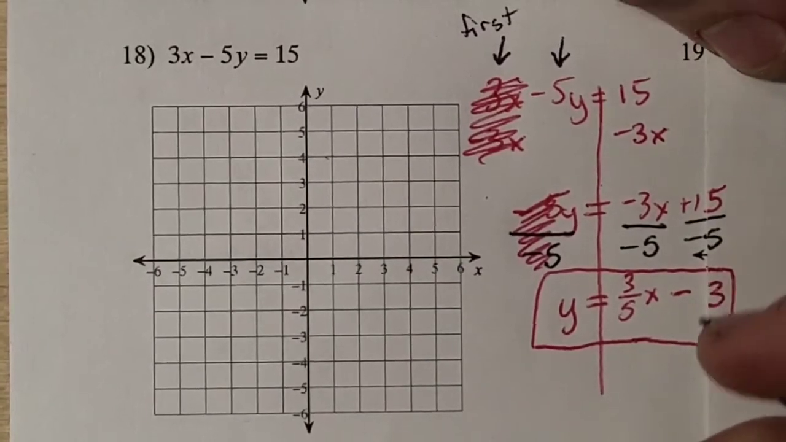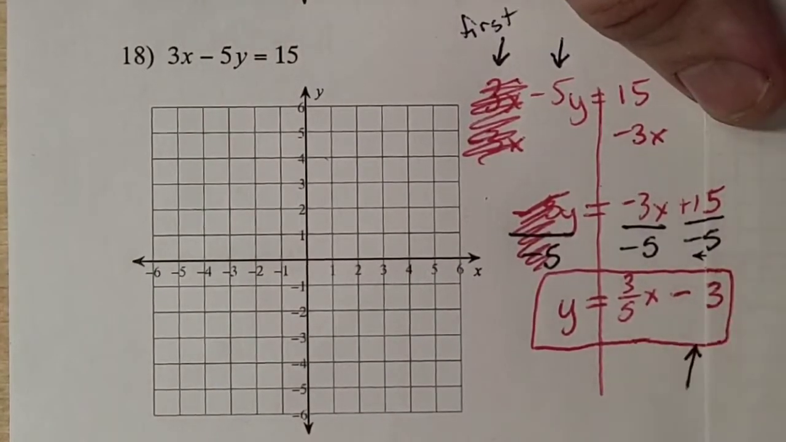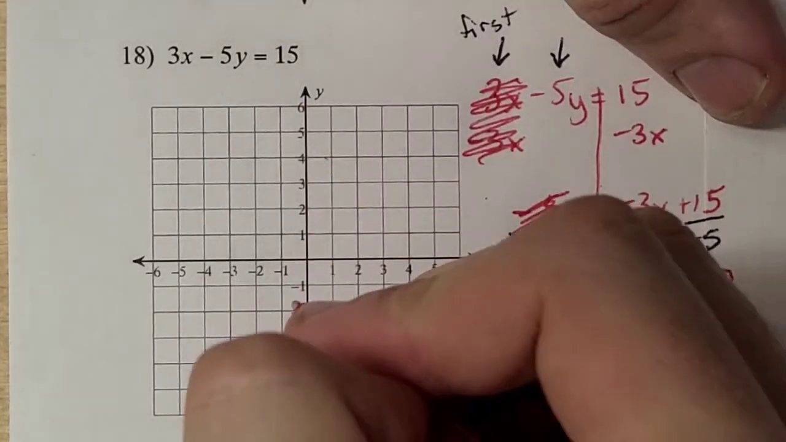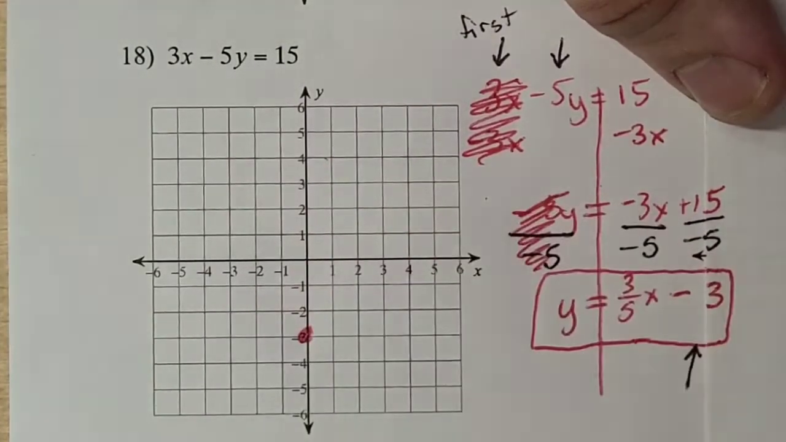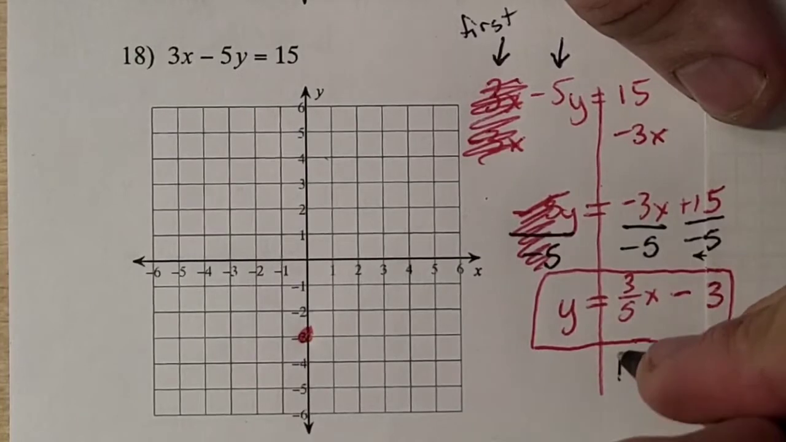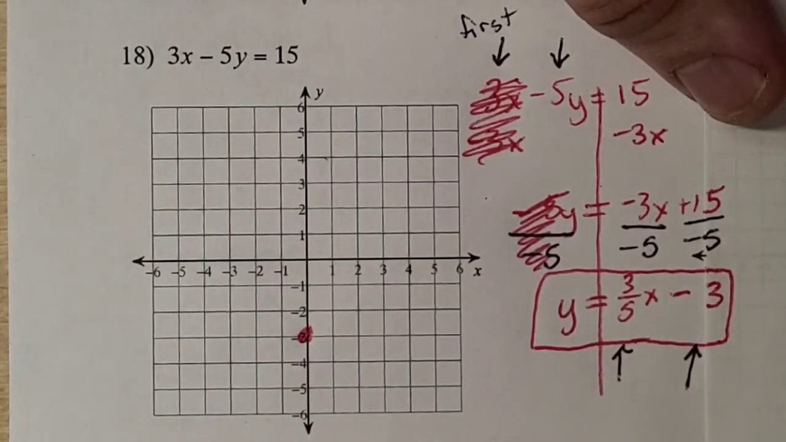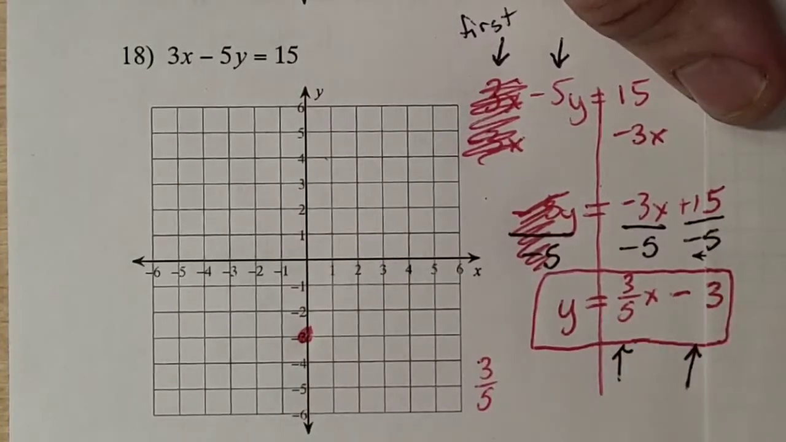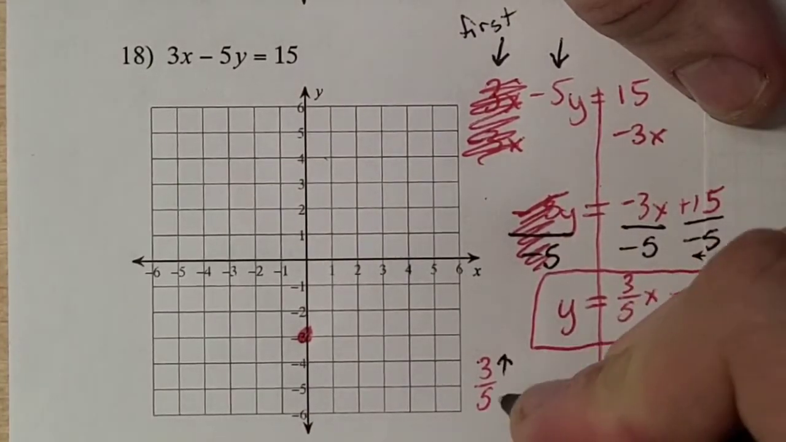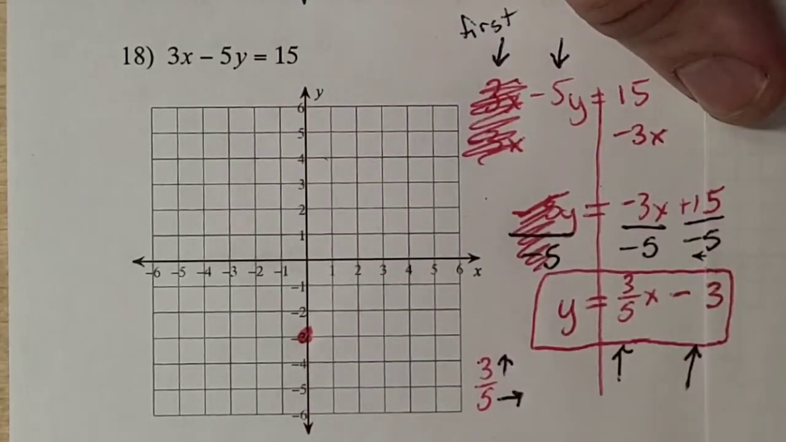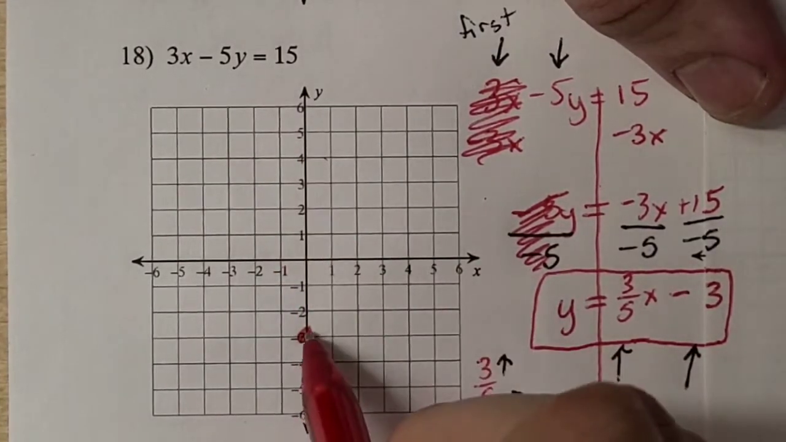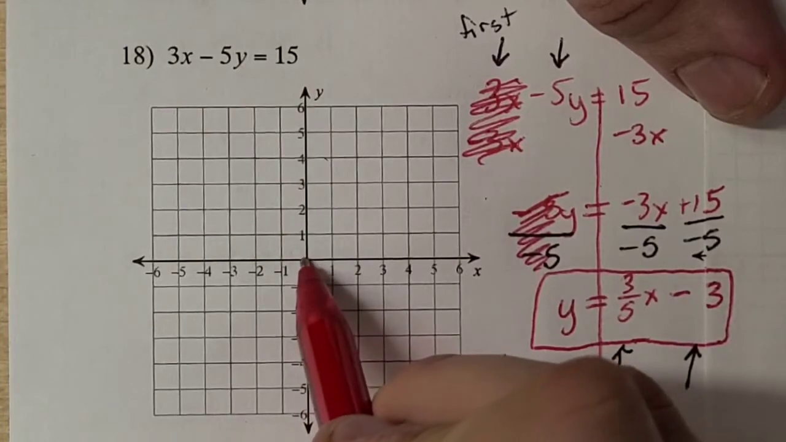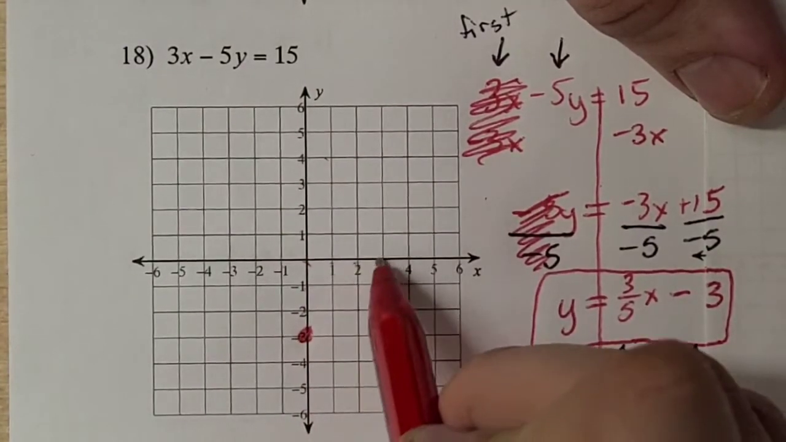Again, I'm going to start here with my y-intercept, which is -3. So I put a dot at -3. And then I have a slope of 3/5. +3 tells me to go up. +5 tells me to go to the right. That's rise over run. So I'm going to start here and go up 3: 1, 2, 3. To the right 5: 1, 2, 3, 4, 5.